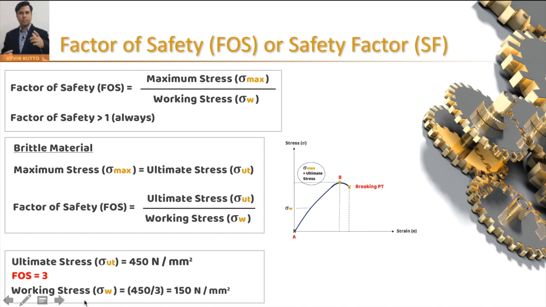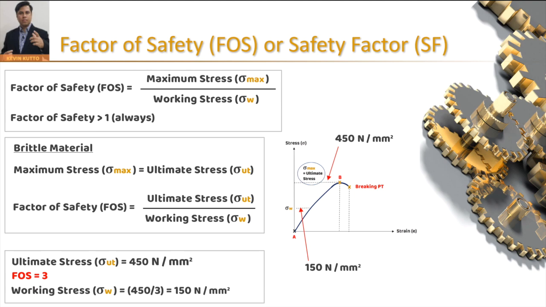In this example you can see I have taken 3 as the factor of safety. 450 Newton per mm square was my ultimate stress. The moment I talked about ultimate stress, I talked about brittle material, right? And I took factor of safety as 3, so I got my working stress as 150 Newton per mm square. Graphically, 450 Newton per mm square is my ultimate stress and 150 Newton per mm square is my working stress. So it's very easy to calculate factor of safety. Now we understand the significance, how to look for working stress, and where to look for maximum stress in ductile and brittle material.